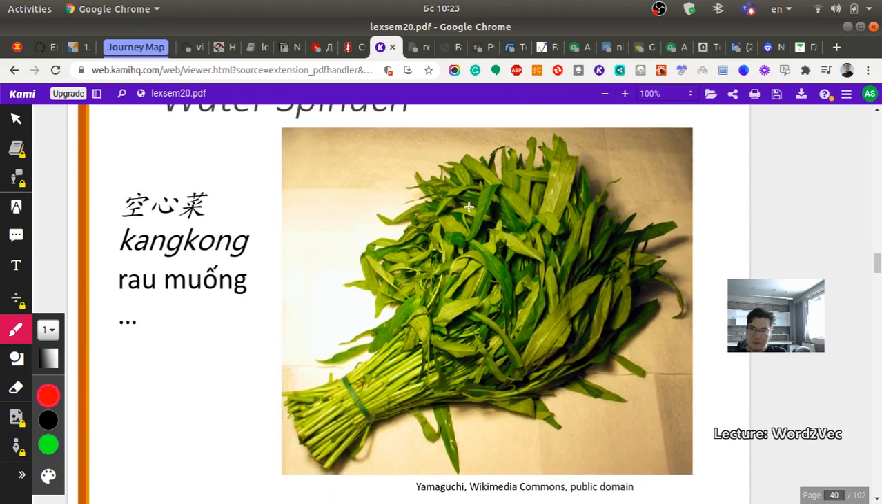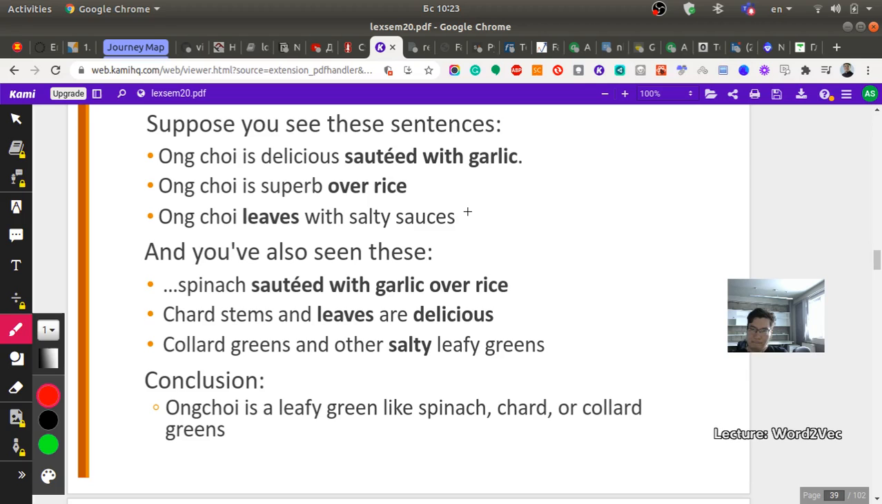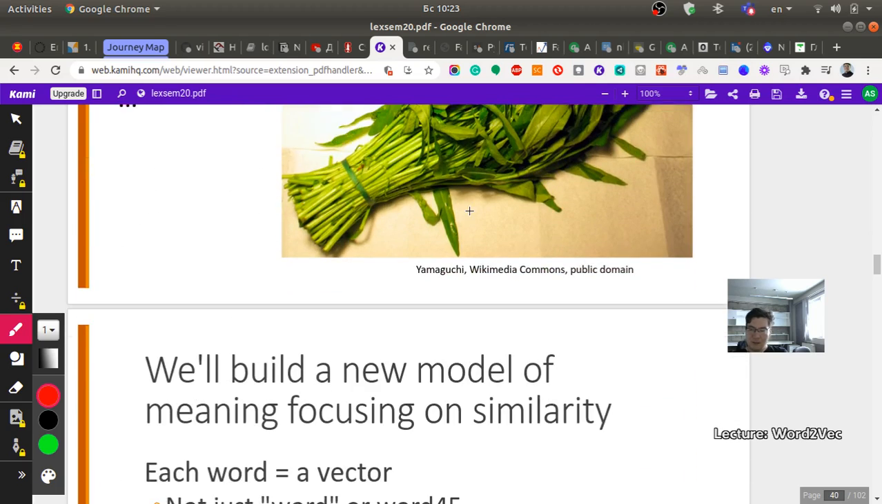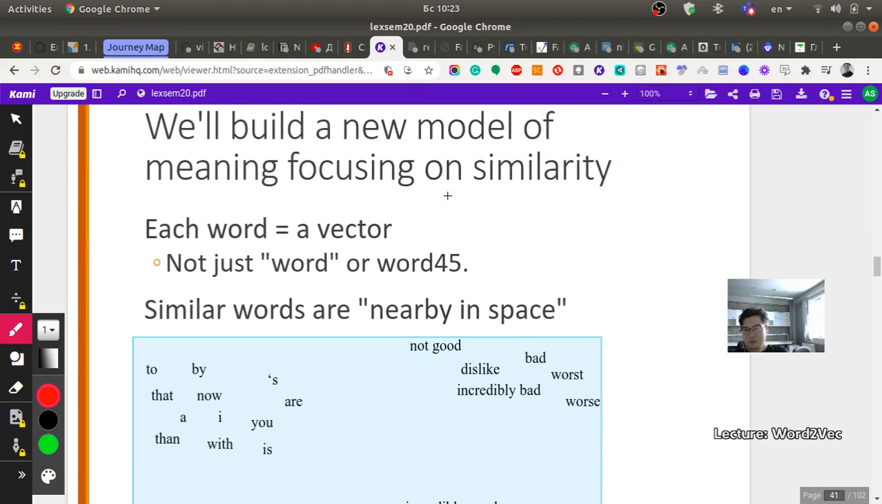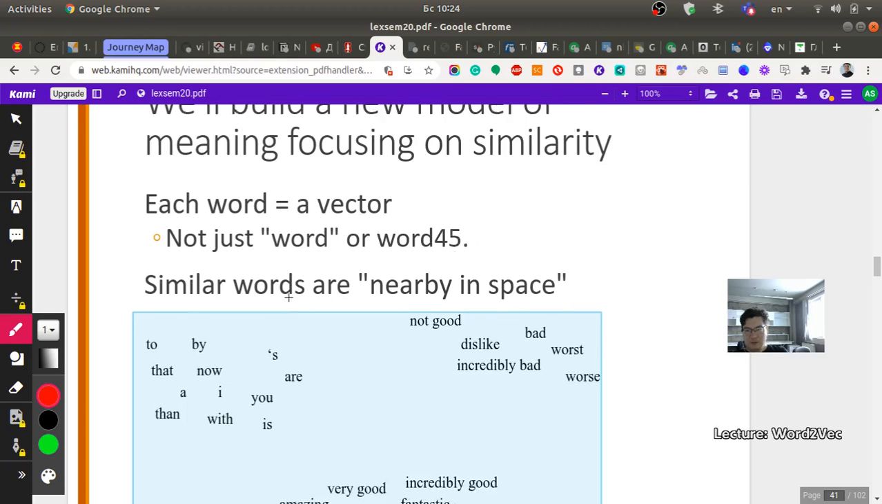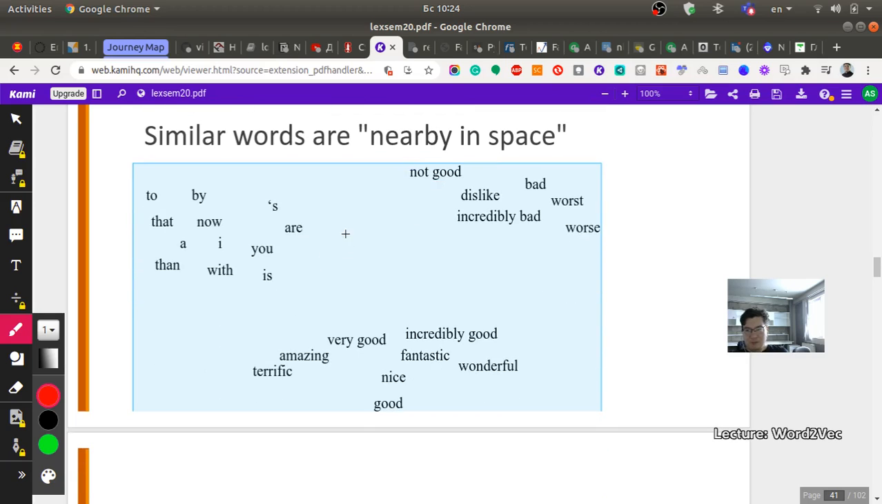So we will try to create a new understanding of words. Each word is a vector. Similar words are nearby in space. So we want to make something like this.